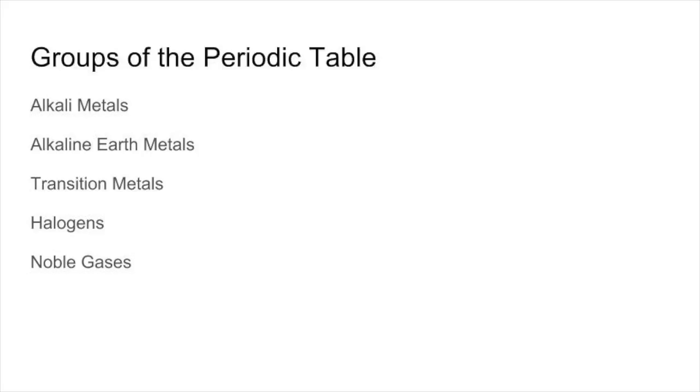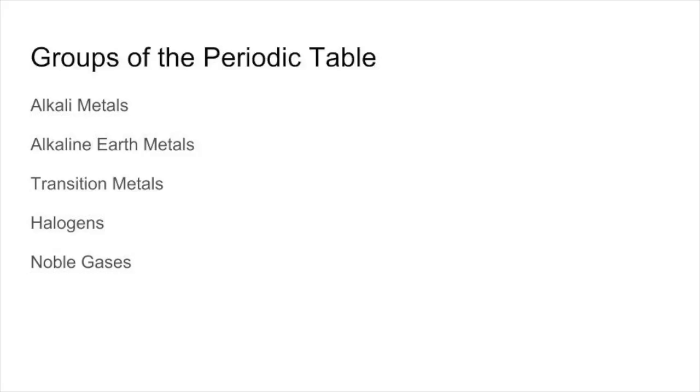Now, I talked a little bit about groups of the periodic table on the previous slides, but I wanted to draw your attention to a couple more items. These are the names of a few groups on the periodic table. The alkali metals are the first column, and the alkaline, with an N, are the second column. The halogens are the 17th column, second from the right, and the noble gases are the 18th column, which is the furthest most column on the right.